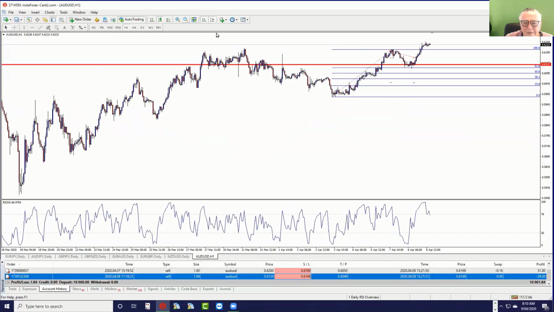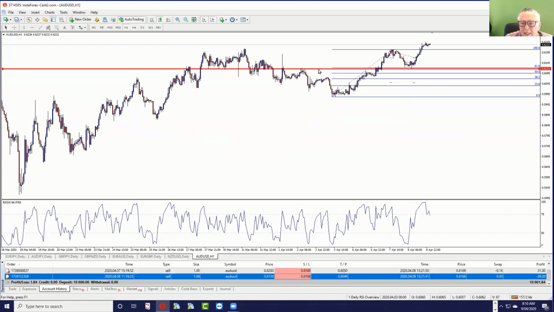I'm just going to labor the point, but it actually did bounce on a support and resistance level. If you look at that, that is a support and resistance level. It did bounce. So it did the same thing as the argument that I used to get in. So it bounced on resistance, and there it bounced on support.